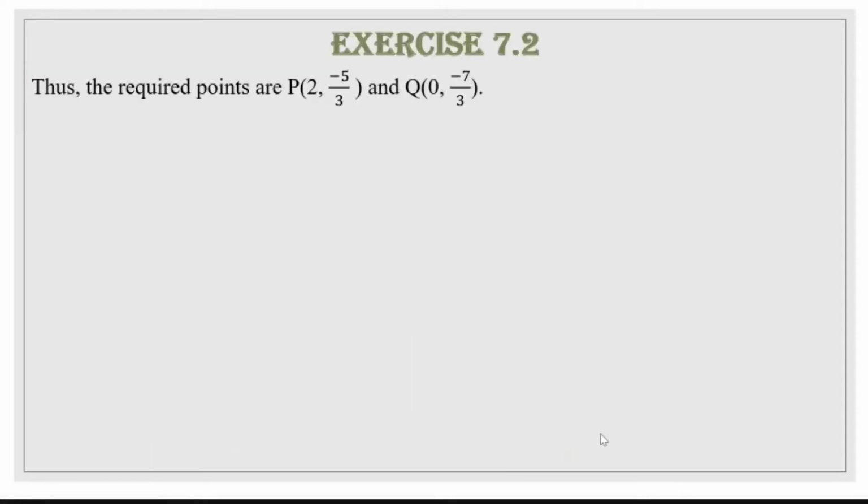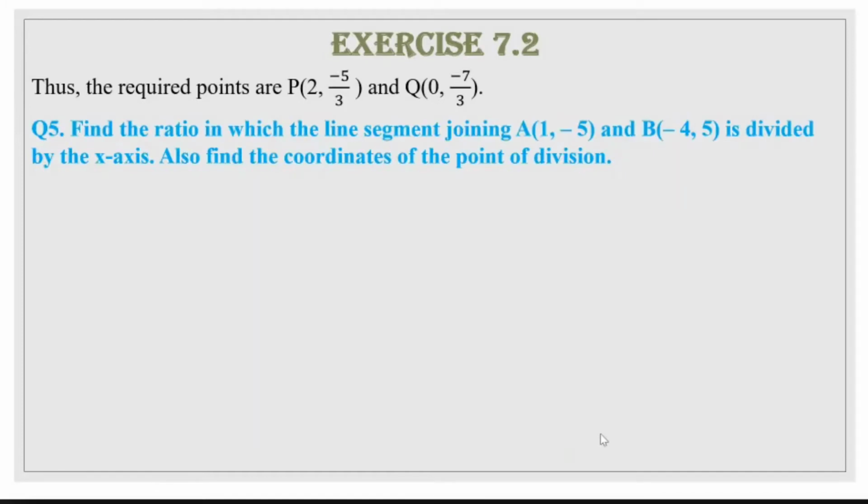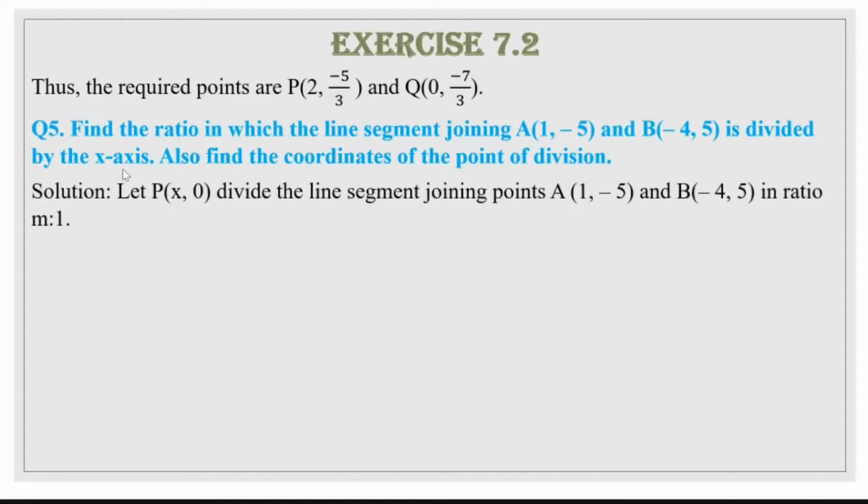Let us take up the next question. I'm doing the fifth question now. Find the ratio in which the line segment joining A(1, -5) and B(-4, 5) is divided by the x-axis. Also find the coordinates of the point of division. What do I need to do? I need to find the point on the x-axis. Any point on the x-axis will be given by (x, 0). So I take the point P given by (x, 0) and let us take that it divides in the ratio m is to 1.